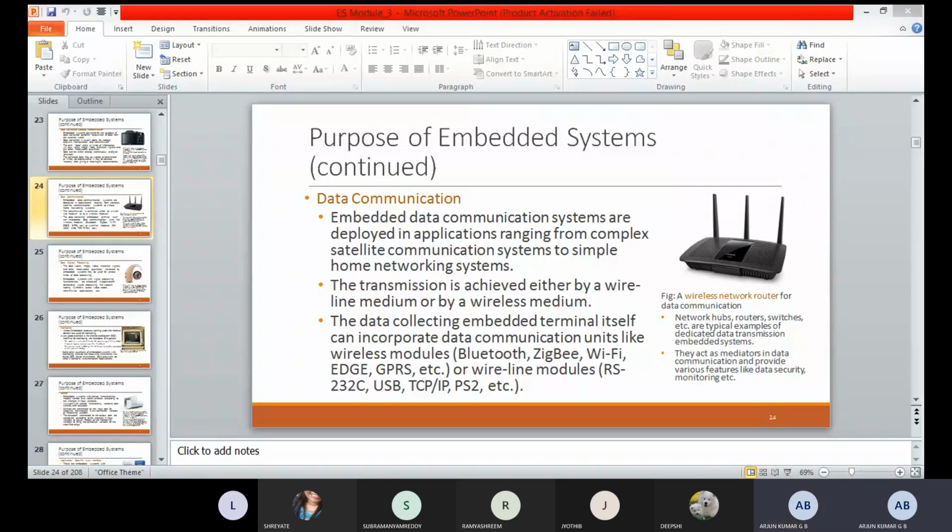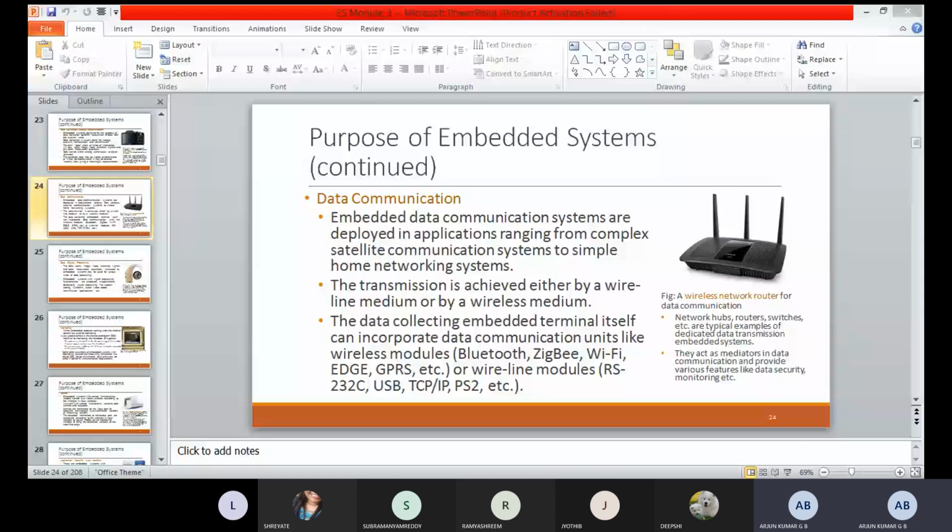The data can either be transmitted by analog means or digital means. You can send the data as analog or as digital, in both patterns. The wireless modules are Bluetooth and Wi-Fi, and the wireline modules are USB and TCP/IP, the Internet Protocol.